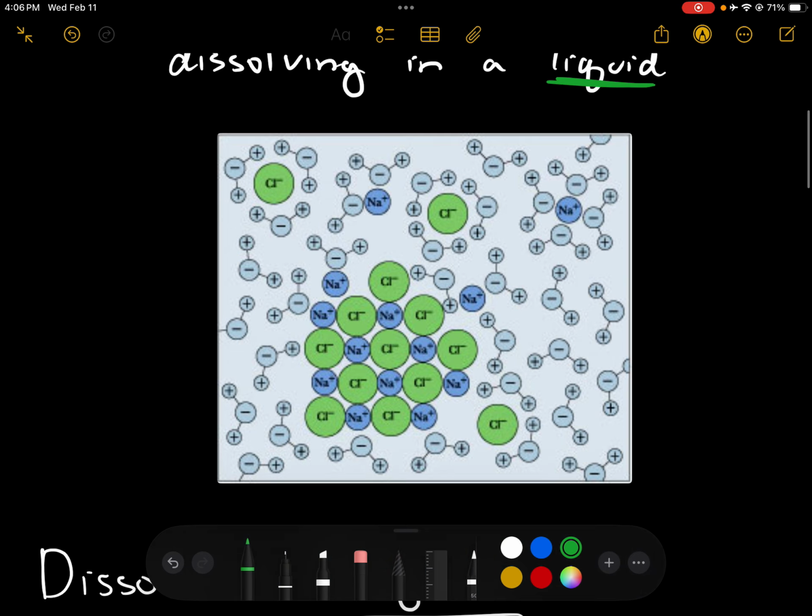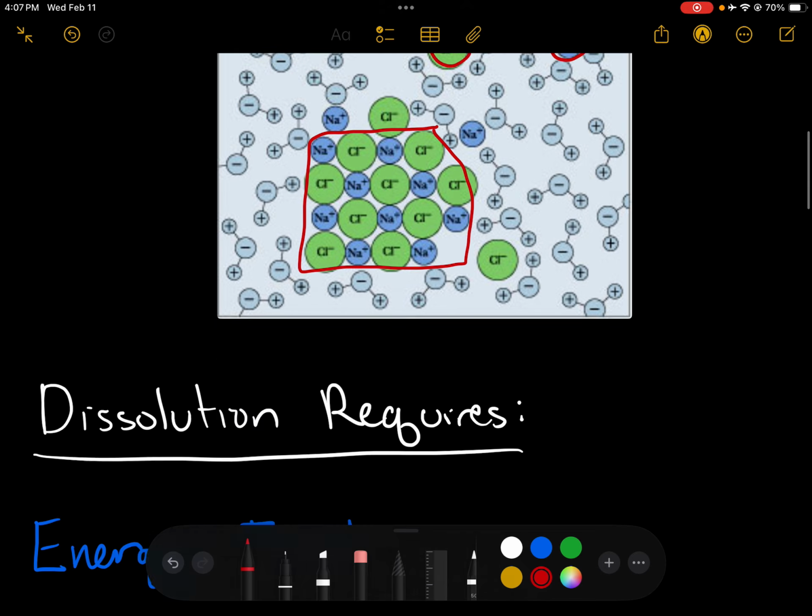And we can see an example of that here, where we're seeing our ionic solid, sodium chloride, dissolving into water. So we can see those sodium ions and those chlorine ions breaking off and being surrounded by those water molecules.